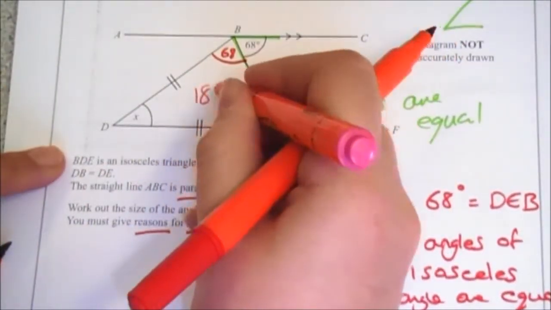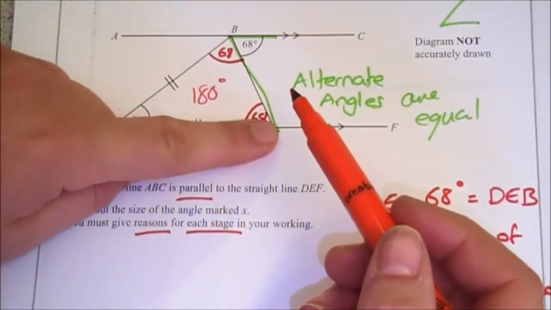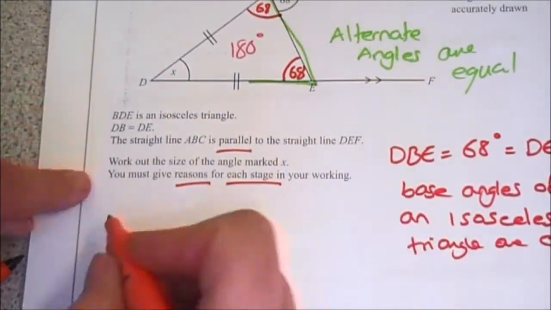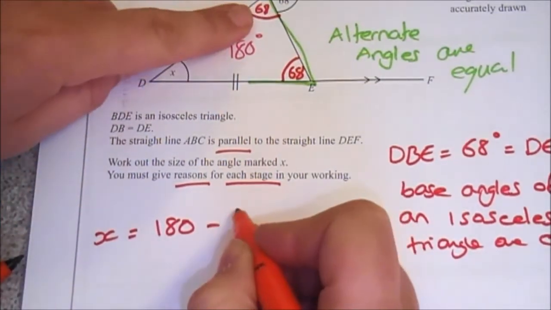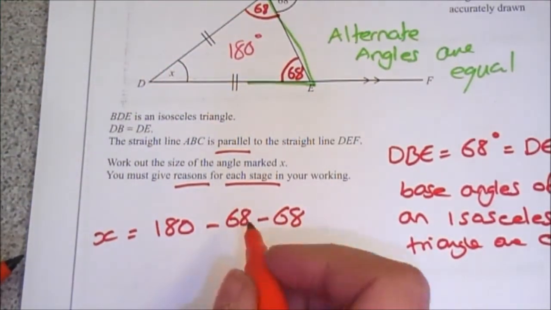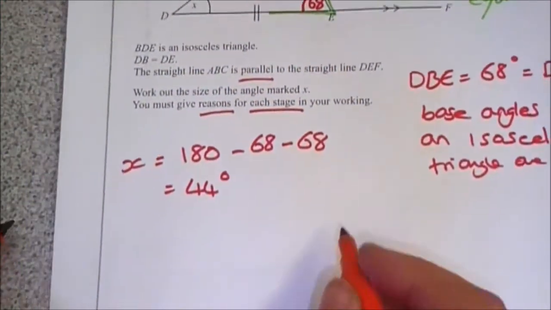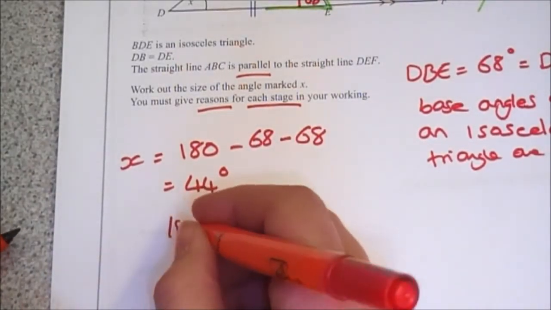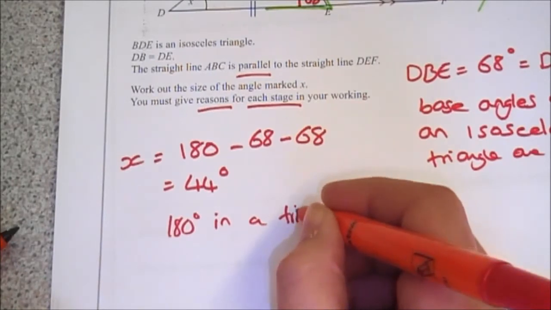So if I know that's 68 and that's 68, my final rule is to realise that this is a triangle in which there are 180 degrees. I know that's 68 and I know that's 68, so that's going to be what's left over. So angle X is equal to 180 degrees take away that 68, take away that 68, and that ends up giving you 44 degrees. The reason being there's 180 degrees in a triangle.